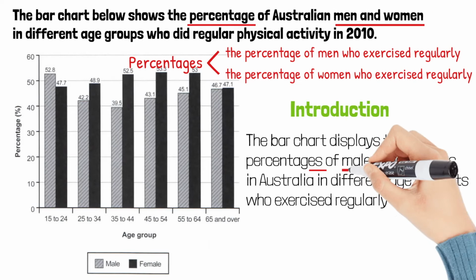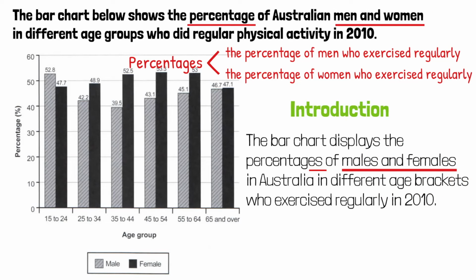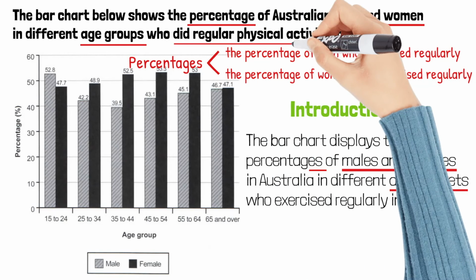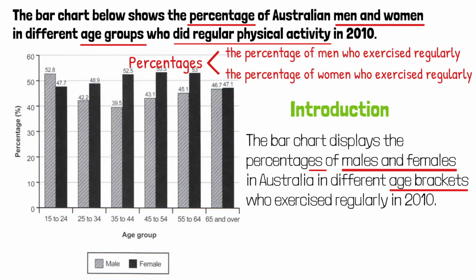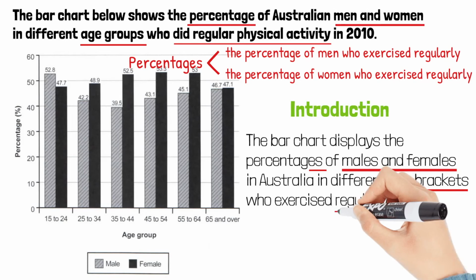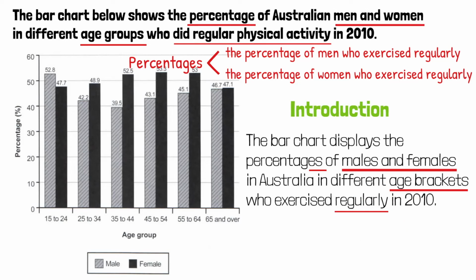The original uses men and women. I changed it to males and females. The original uses age groups. I changed it to age brackets. Also note how I used a different word form to paraphrase this part. The original uses the adjective regular. I instead used the adverb regularly, exercised regularly. Alright, here's the entire essay.